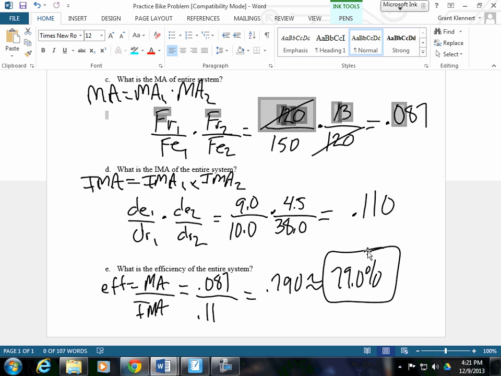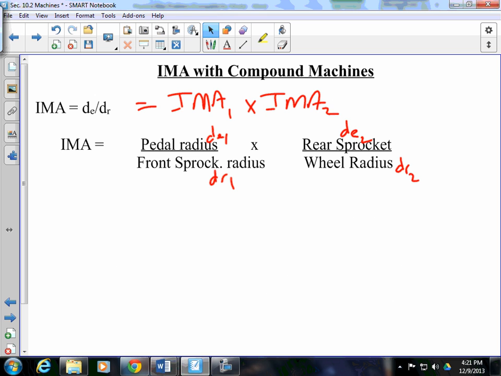On the back side of your simple machines sheet, which you already got in class today, you'll have the opportunity to do one of these bike problems. If you have questions, you'll be able to talk about them in class.